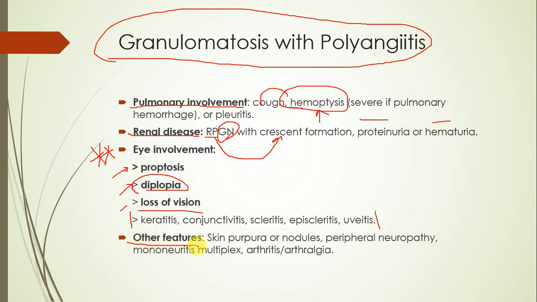There are some other features, as all the vessels in and around the body are involved. So there might be skin purpura, peripheral neuropathy, mononeuritis multiplex, and arthralgia. I think mononeuritis multiplex is an important feature to remember. It means involvement of a single nerve, so mononeuritis, single nerve inflammation, multiplex in multiple locations. So multiple nerves such as involvement of ulnar, median, or sciatic nerves can be present in patients with this disease.